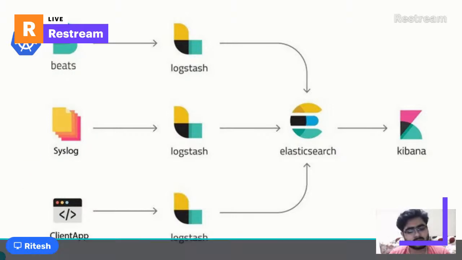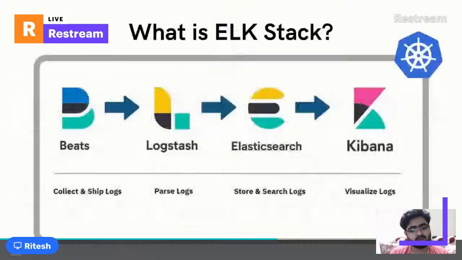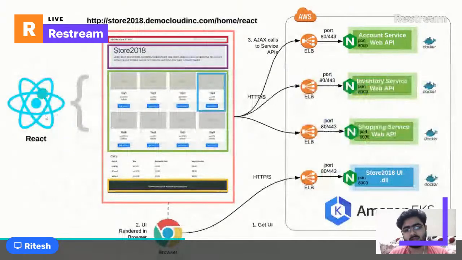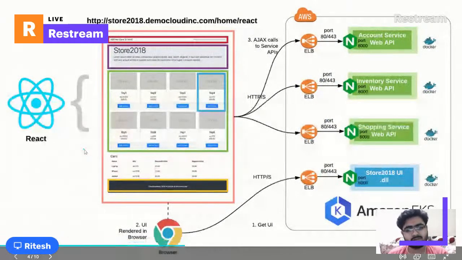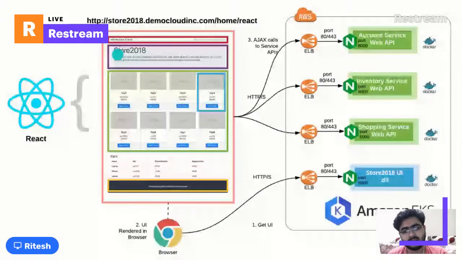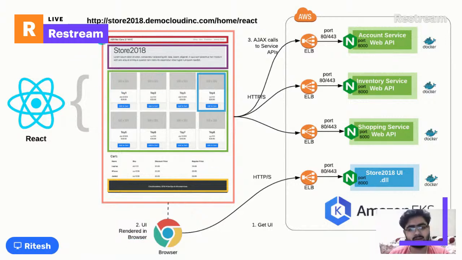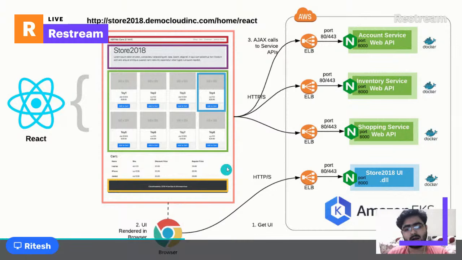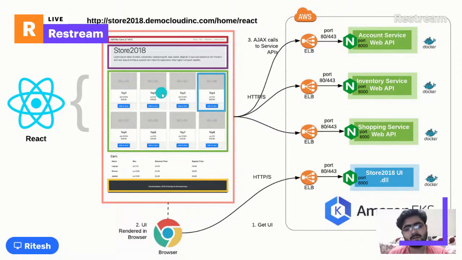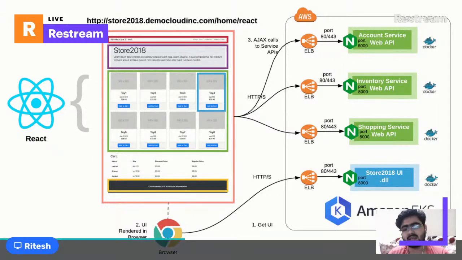So let's go back and see this one, it is a very good diagram. Here we have a website similar to Amazon.com. It is built on React and running on this host. Now we have containerized all the microservices, and we have deployed them into Amazon EKS.